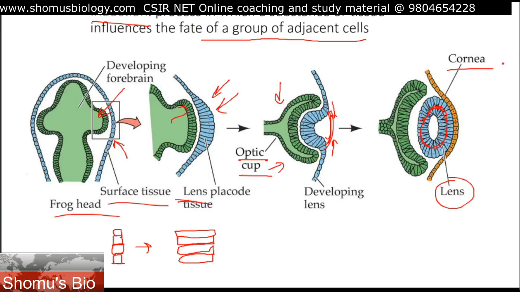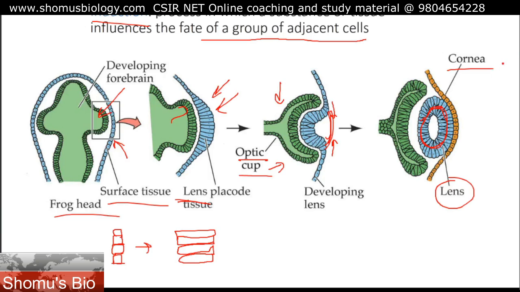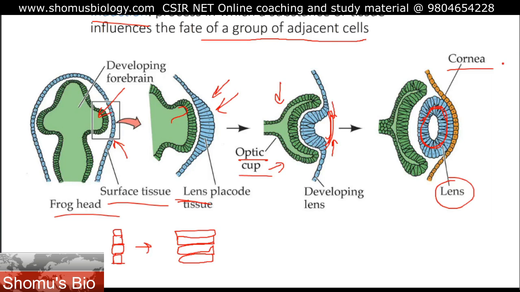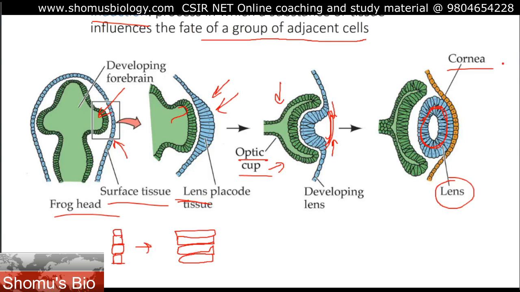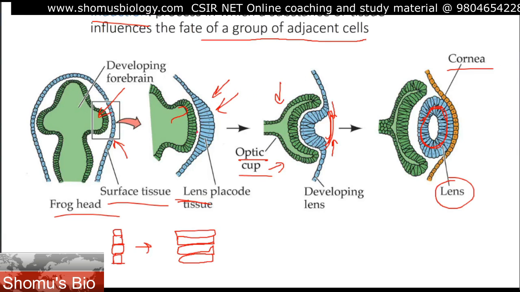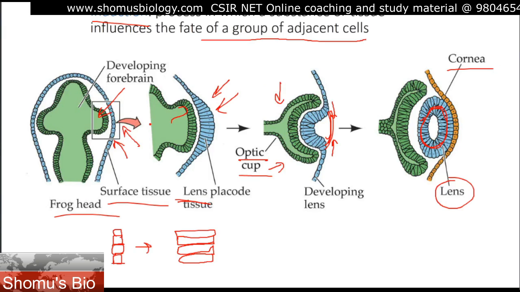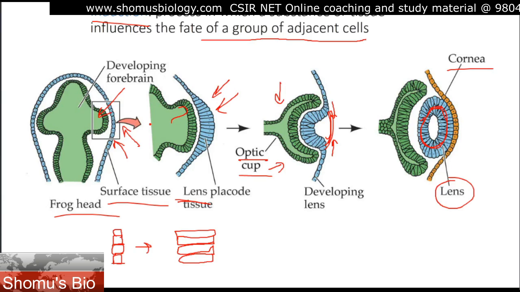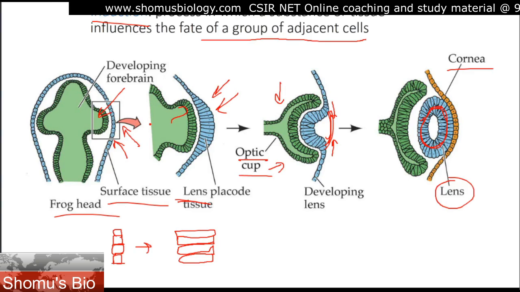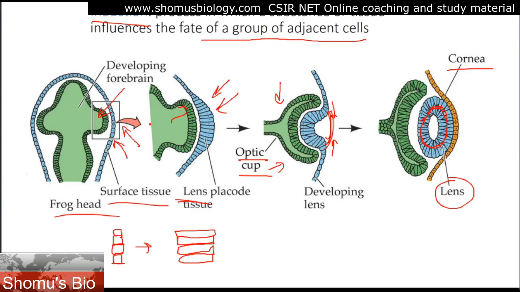So this is one simple example of how the frog head and developing forebrain tissue is influencing the surface tissue to form a lens. The surface tissue at this point of time, while it started the journey, doesn't know what it is, doesn't know what it needs to form. It's not determined to form a particular structure. But when the developing forebrain starts releasing chemical components, signaling molecules, that tells this surface tissue to modify itself and produce the lens.